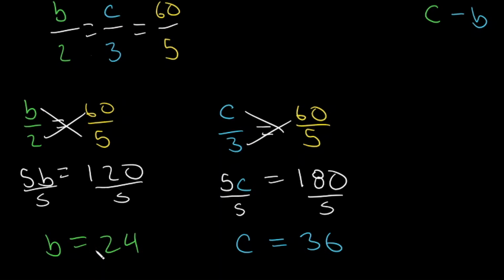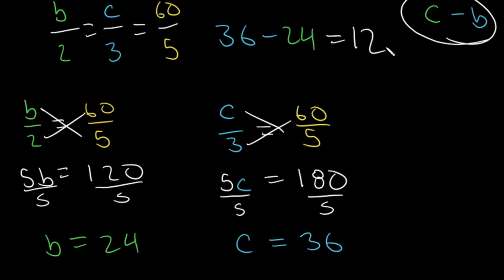So now we have C and B, so we just need to subtract them, because that's what we were supposed to solve for. So let's do that. We have 36 minus 24. That is going to be equal to 12. So there are 12 more cats in the shelter than bunnies.